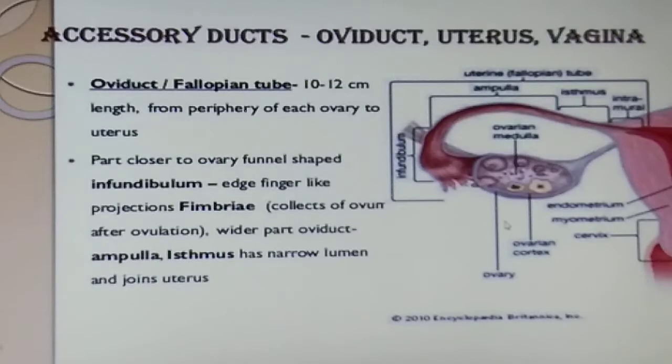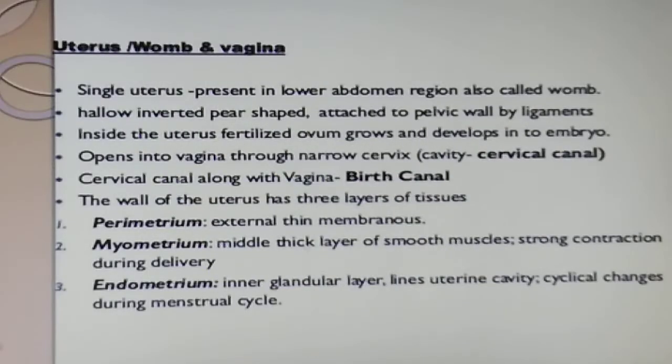Now students, inside the uterus, the fertilized ovum grows. That ovum grows and develops into an embryo. Finally, it opens into the vagina through a narrow cervix.